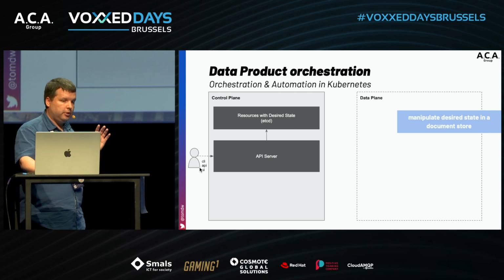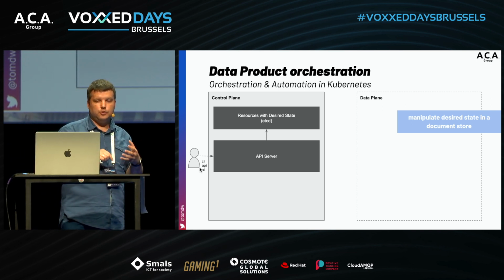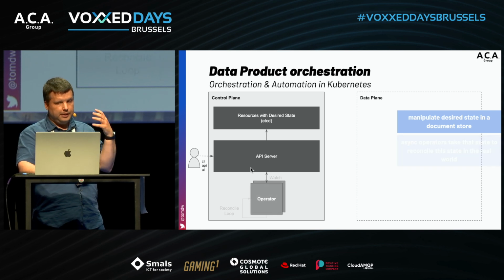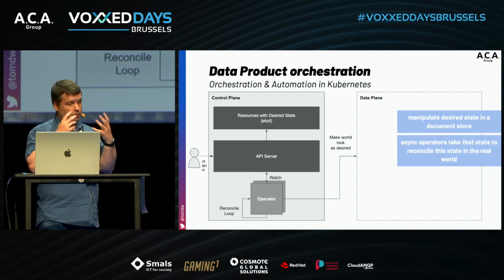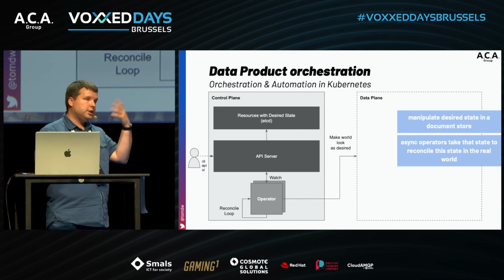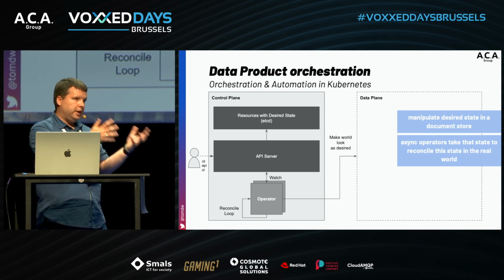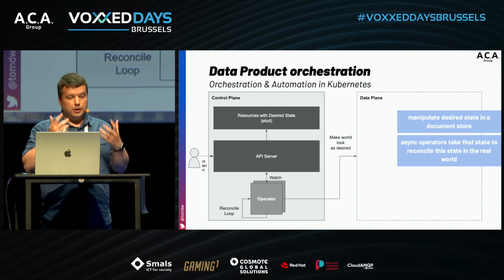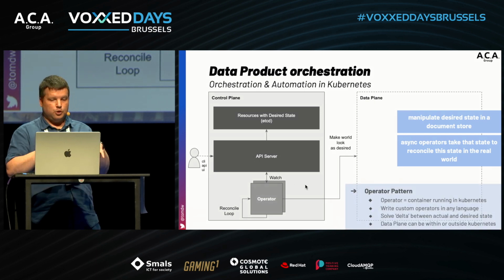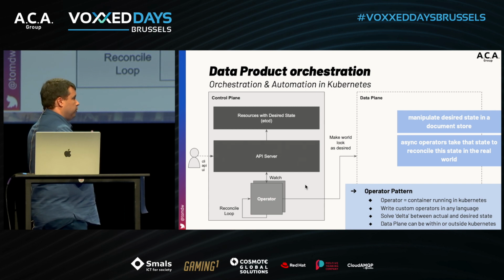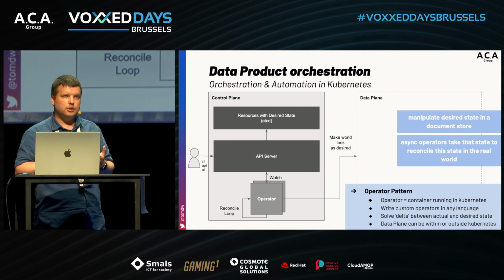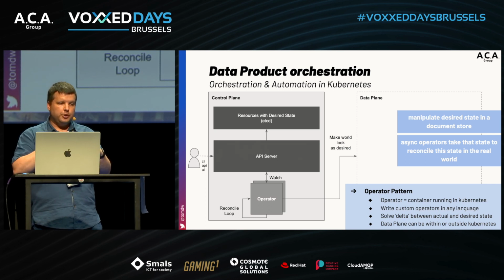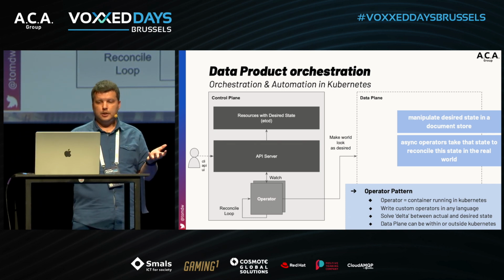So the developer can use CLI tools, APIs, or user interfaces to manipulate those resources through an API server in Kubernetes. And then asynchronous processes, which are called operators, take that state, watch those resources, and try to reflect the desired state into the data plane, into the environment, so that it really reconciles that state in your platform. And this is called the operator pattern. An operator is nothing more than a container running in Kubernetes, so it can be written in any language. For example, in Java, there's the Java operator SDK, which can be used to write such things. Its job is to really solve the delta between the actual and the desired state.